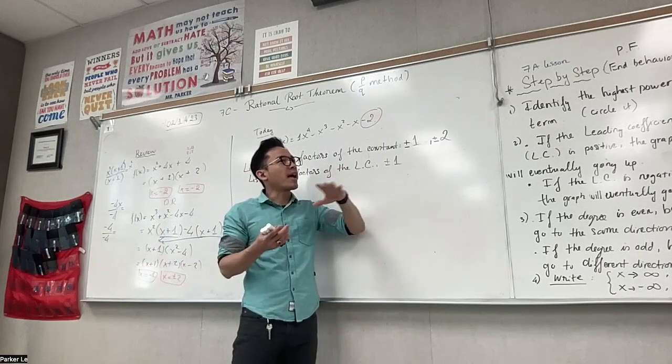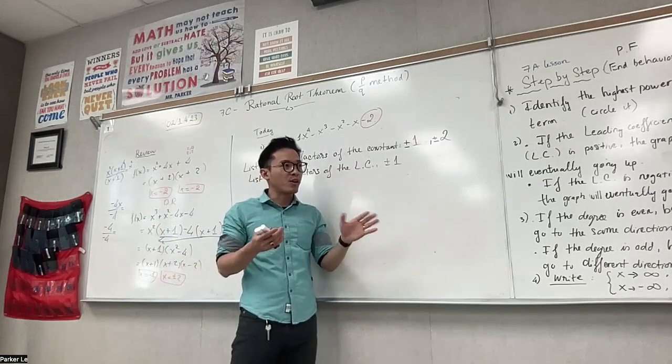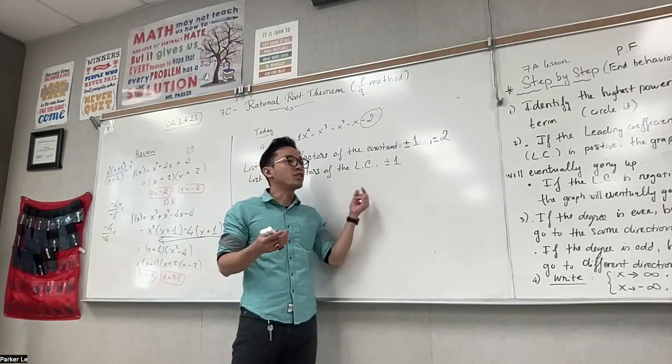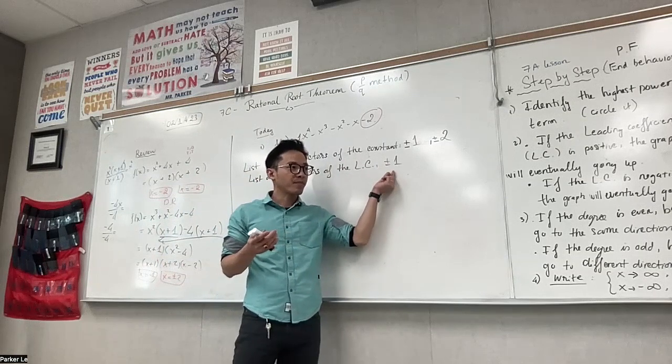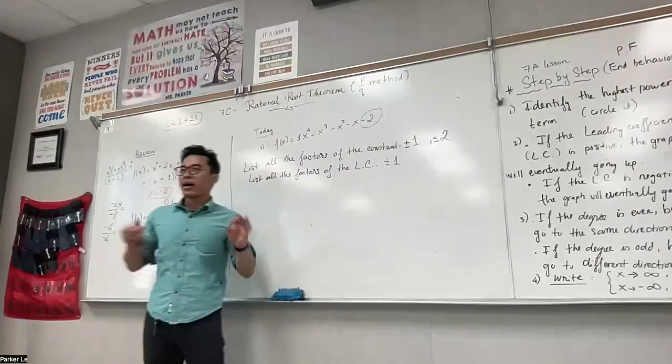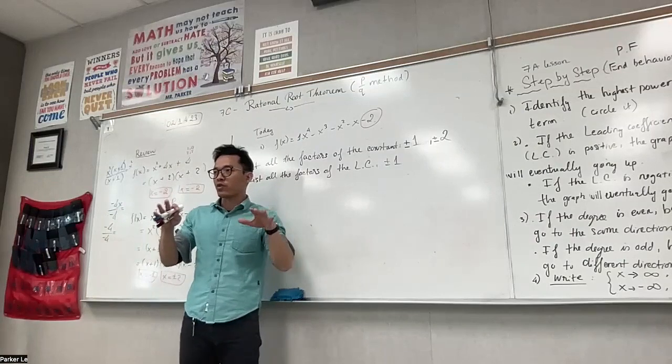No. You just find any factor that 1 can be divided by, no matter what the sign is. So you need to include the positive and negative. Okay. All right. Let me say again the rational theorem.